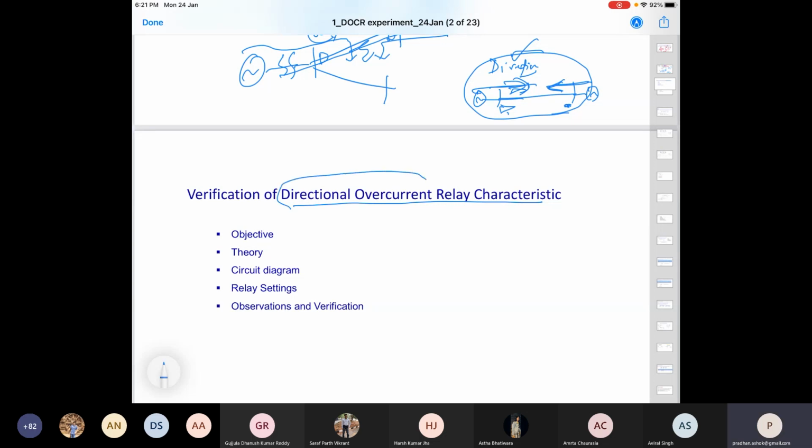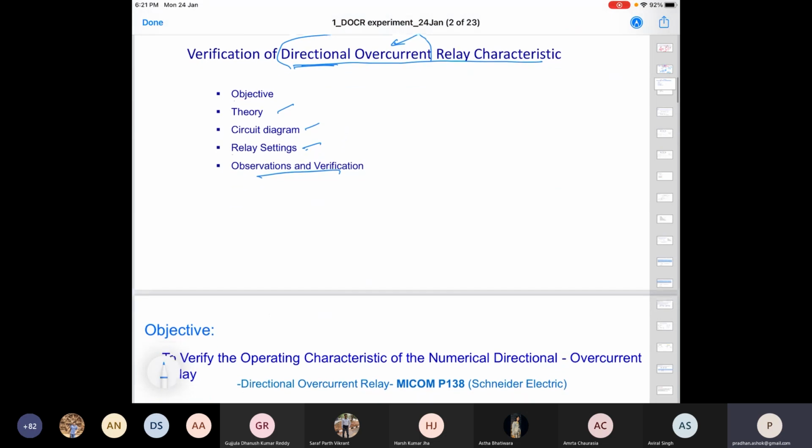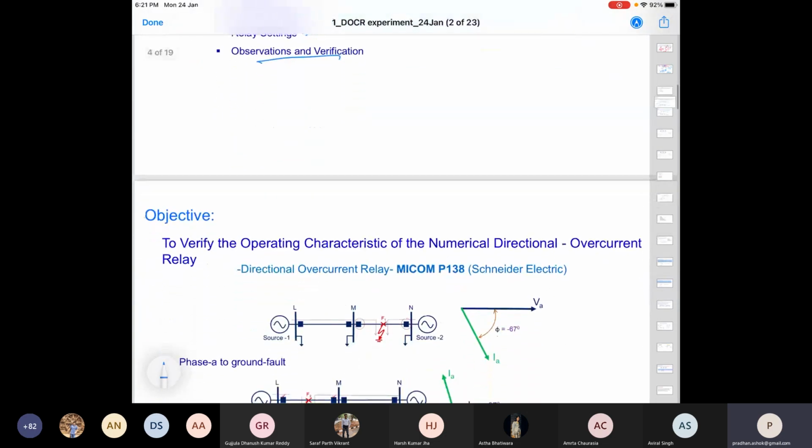So this directional overcurrent relay characteristic is to be verified. We know the overcurrent relay characteristic is IDMT. Here also it is IDMT, and that part is not our focus. Our focus will be on directionality, direction of fault. Like the earlier case, we will see some theory, the circuit diagram and connection, the different settings arrangement for this, then observation and verification, and as per our requirement, the reporting part.